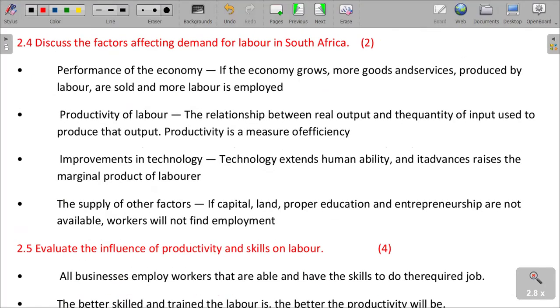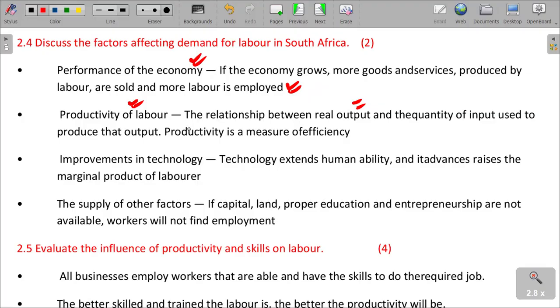Discussing the factors affecting demand for labor in South Africa. What are the factors that affect labor demand in South Africa? One, performance of the economy. We are talking about the status of the economy. If the economy grows, more goods and services produced by labor are sold and more labor is employed. So the performance of the economy also generates enough money to be ploughed back into business.